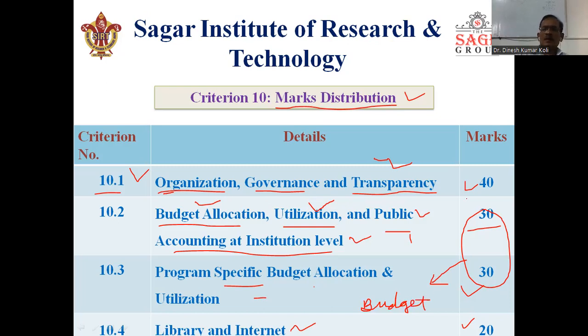Then governance takes 40 marks and 20 marks for the library and internet. So this is the distribution only for criteria 10, and criteria 10 is of 120 marks. These are kept into consideration so that maximum marks can be obtained from the team and for the budget.